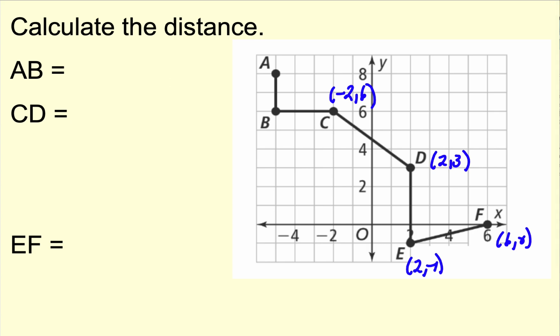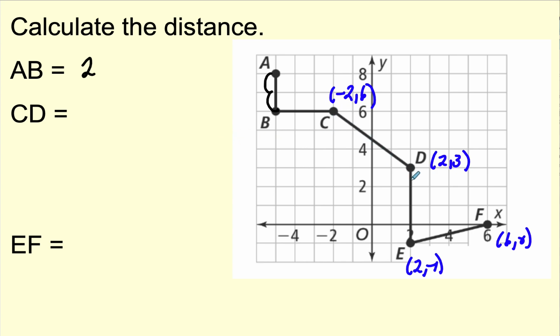All right, so let's go ahead and take a look at applying this and trying to find the distance. This first distance, AB, I'm not going to use the distance formula because you can see I can just count, and that's a distance of 2. Whenever the points are vertical or horizontal, actually you don't need to use a distance formula.